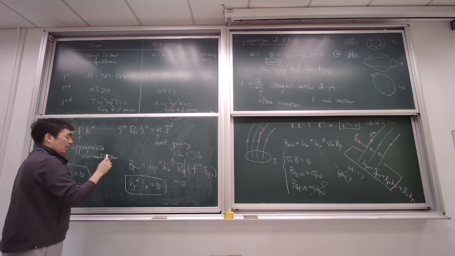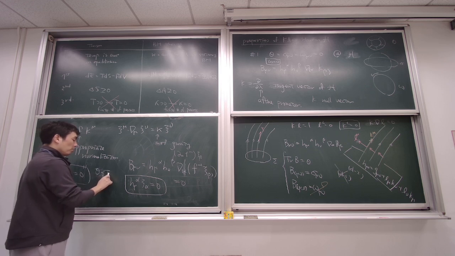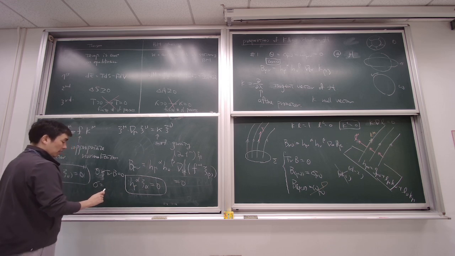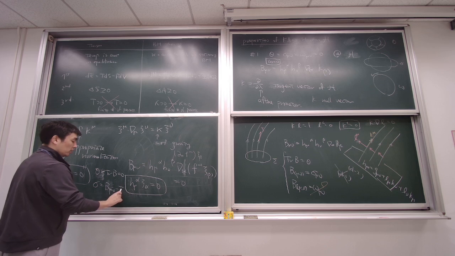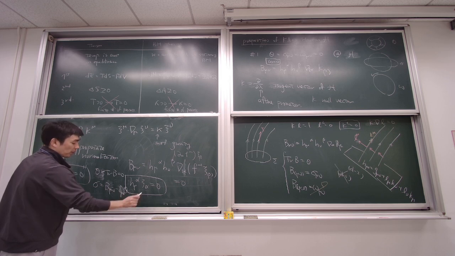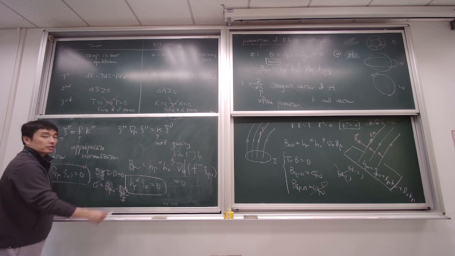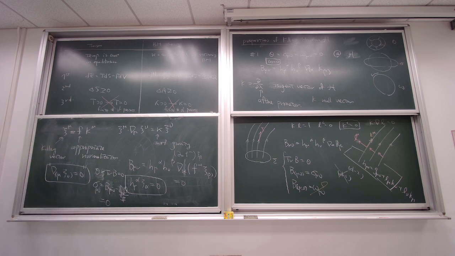So this means that B mu nu is 0, which means that its trace is also 0. Theta is the trace of B. It's also 0. And sigma is just the traceless part: B mu nu minus theta delta mu nu with appropriate normalization. Both B mu nu and theta are equal to 0, so this is also 0. Okay. So those are the conditions.